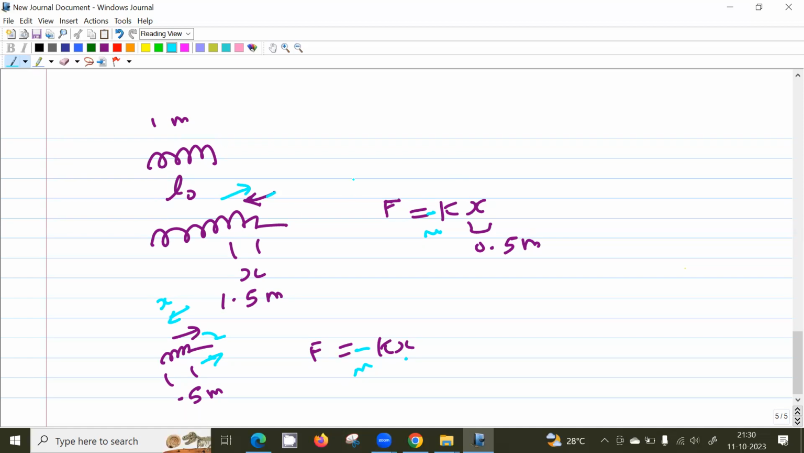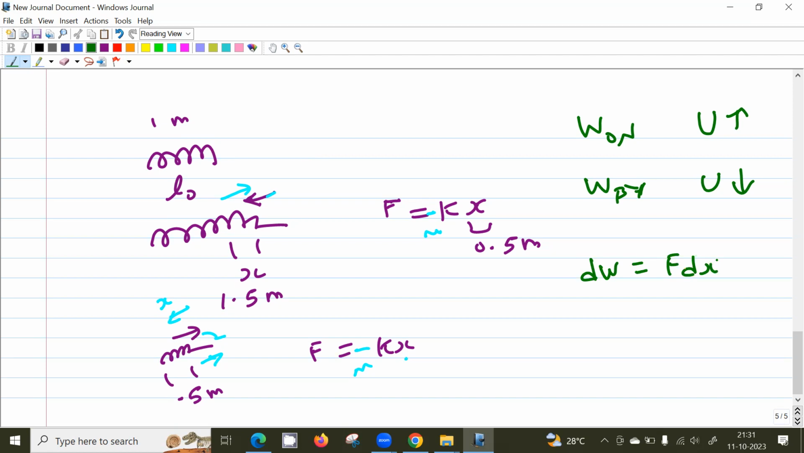Whenever I do work on the system, the potential or the energy of the system will go up. When work is done by the system, the energy or the potential of the system will go down. It is losing energy, right? So to compress or stretch the spring, I have to do work on the system, and that work done for a small interval will be F into dx.